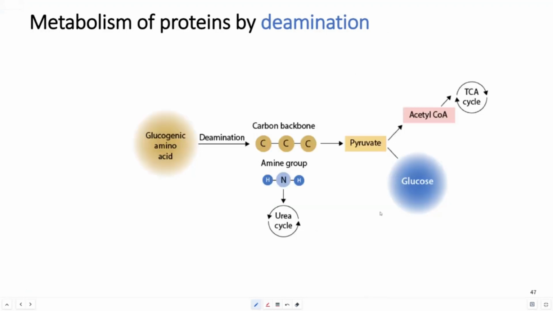Proteins can also be used for fuel when they are broken down into amino acids, and these amino acids are then deaminated, where the NH2 groups are removed. When these NH2 groups are removed, they can go into another cycle called the urea cycle, and then the pyruvate is going to be converted into acetyl-CoA and goes right back into the Krebs cycle for more energy production.